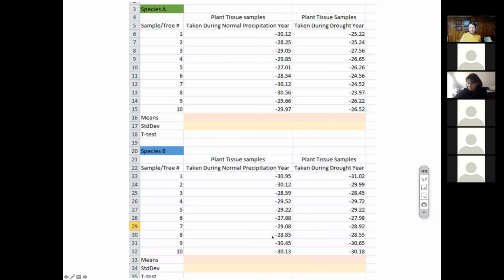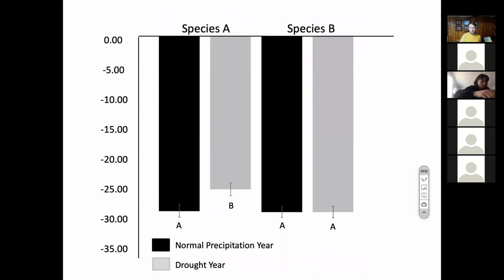Hey, sir, did you cover degrees of freedom? Nope, we're not going that deep. Okay. All right.